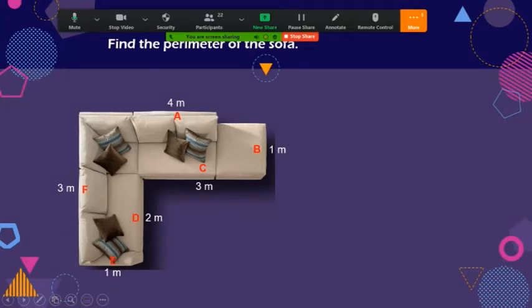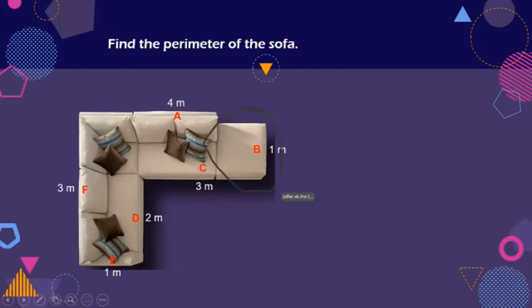So there's no missing. Teacher, this is a square. I think it's all equal.